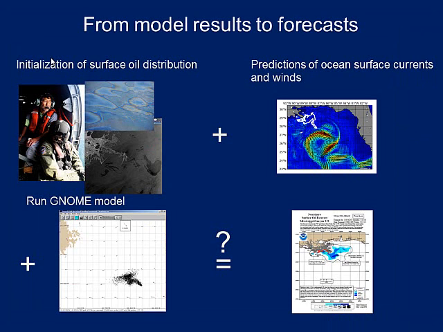I just want to talk a little bit about how we go through the process of starting with observations and overflights, and we put that together, initializing GNOME and running GNOME. We're also grabbing, for instance, this output from one of the circulation models for the Gulf of Mexico, showing the loop current here, and this is the region where the Deepwater Horizon spill was. So we put these observations and the models together, and at some point we've got to get to this end result of a final product.